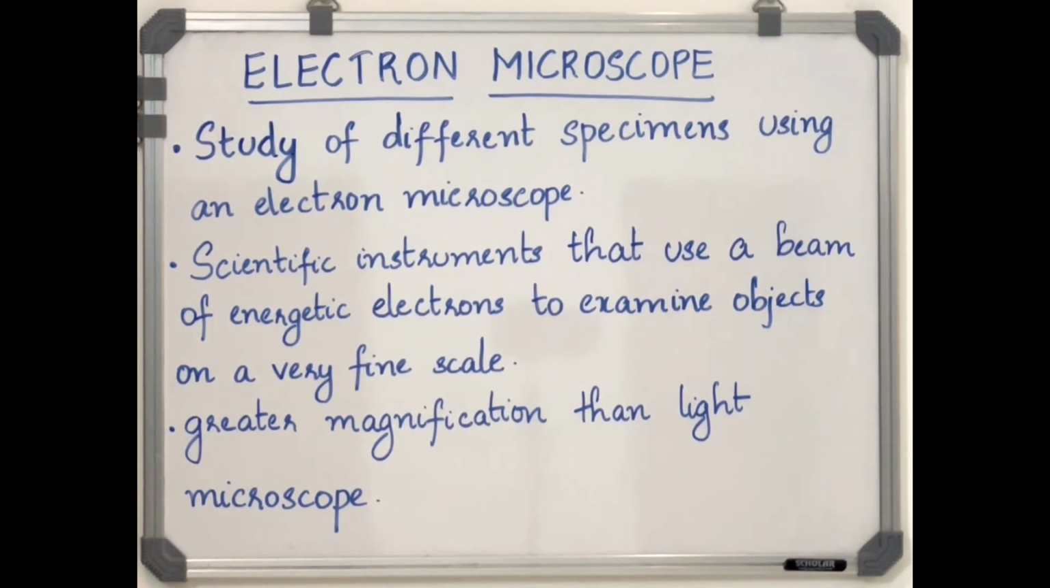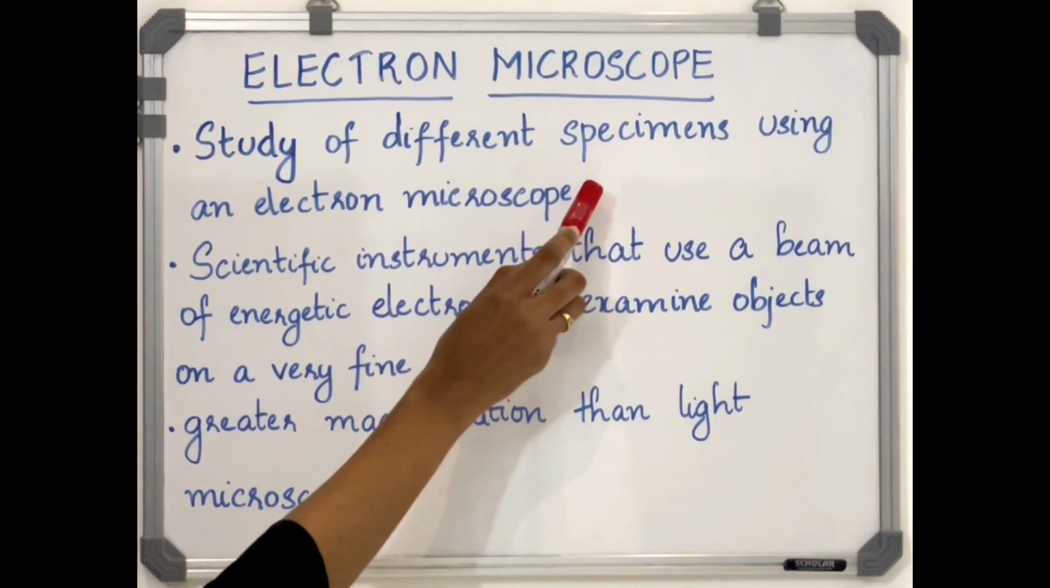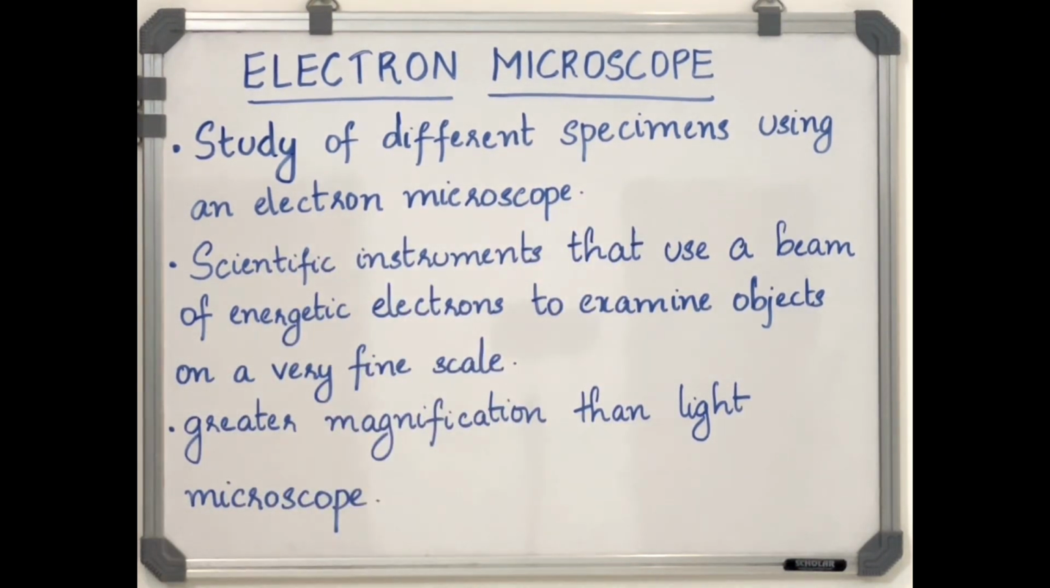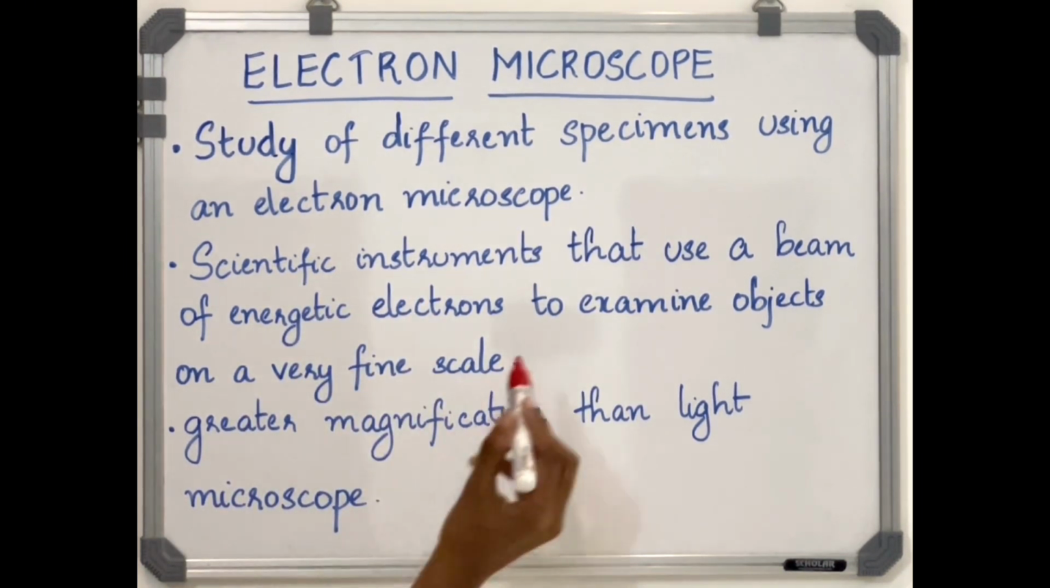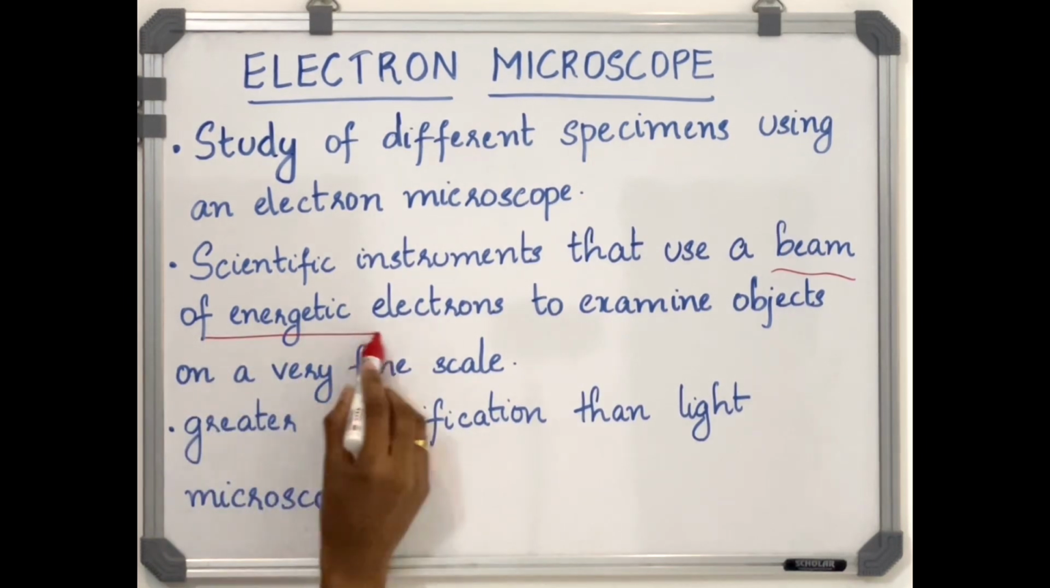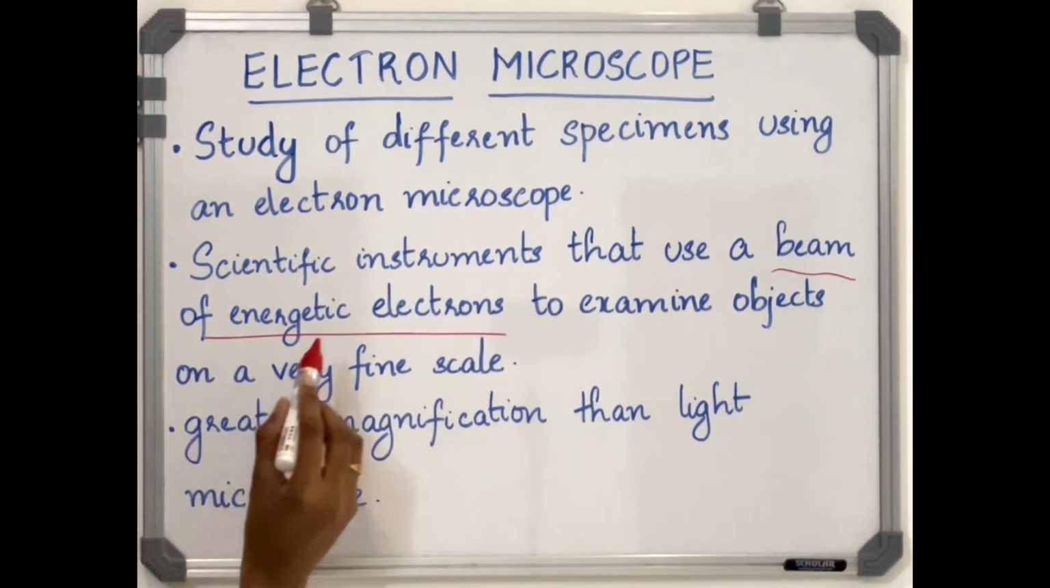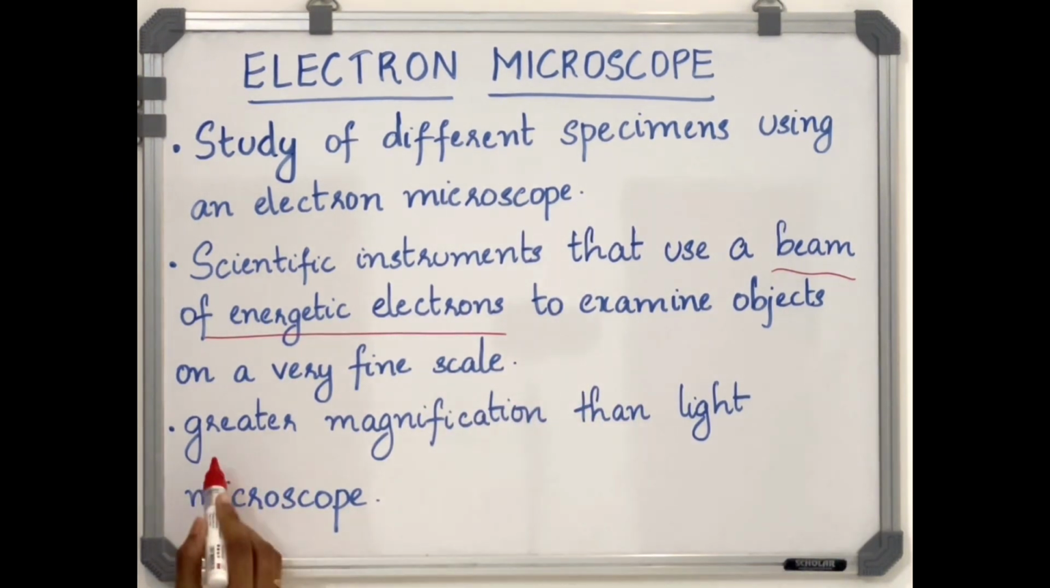Today we will be discussing the transmission electron microscope. Before we move into the topic, let's see a brief introduction about the electron microscope. Electron microscopy involves the study of different specimens using an electron microscope. These electron microscopes are scientific instruments that use a beam of energetic electrons to examine objects on a very fine scale. Electron microscopes also have greater magnification than light microscopes.